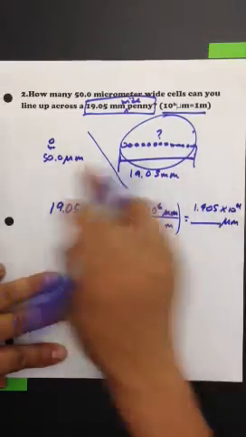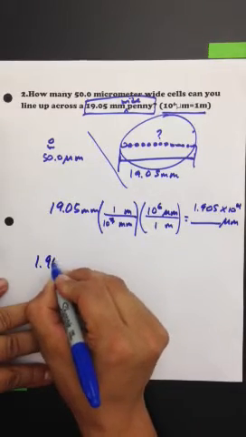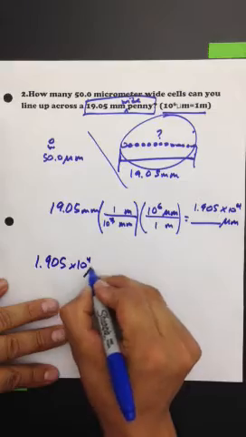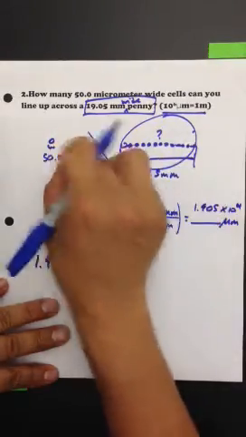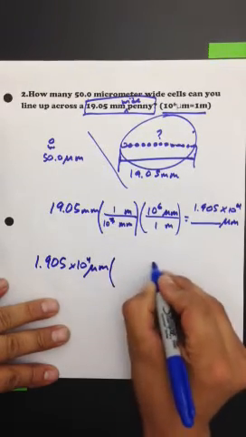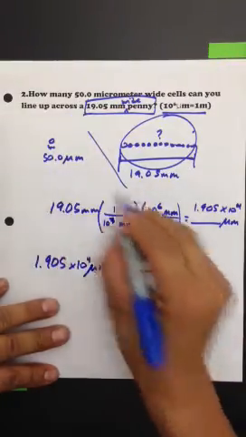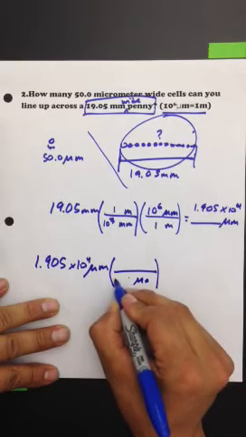Let's divide it by the 50 micrometer cell. So we'll start out with 1.905 times 10 to the 4th micrometers, and that's the width of the penny, and we're just going to divide it by the width of the one cell. So we'll use a conversion factor because we want to see how many of these cells, and we know that for every one cell it is 50 micrometers.